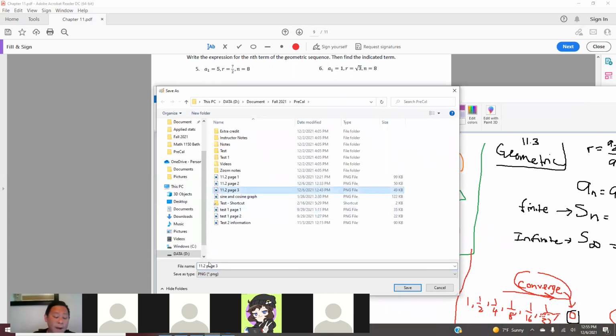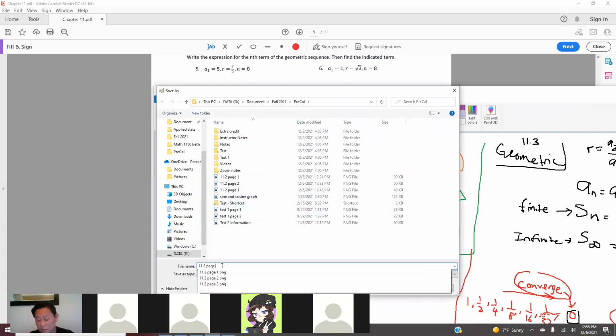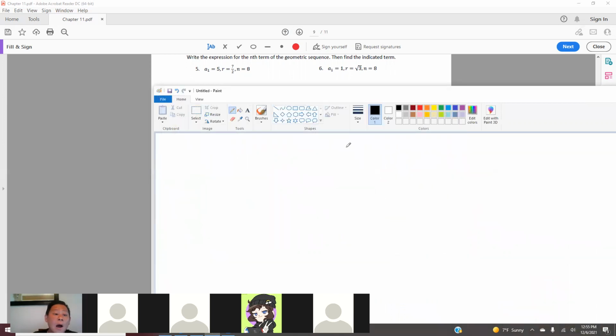This question number 5 is asking us to figure out the nth term of a geometric sequence. So nth means you need to find the an term. Given that a1 in this case is 5 and r is 7/2, they want you to find the a8 term because n is 8. So first find the an term, and after that you replace n with 8.